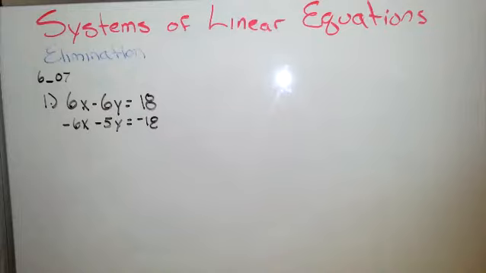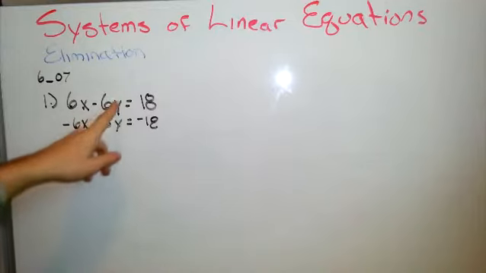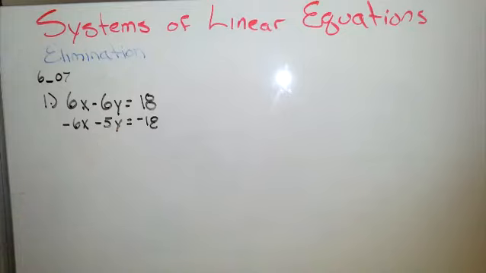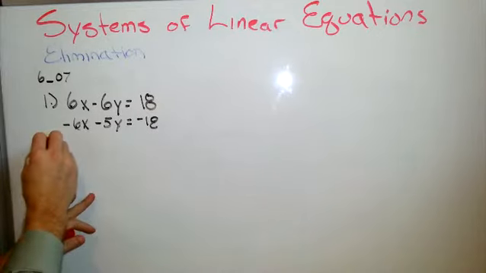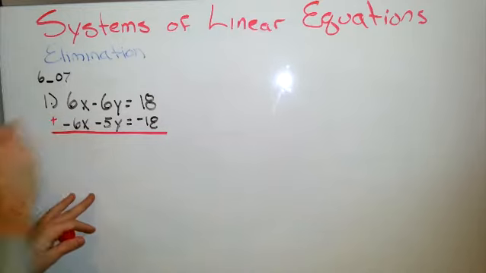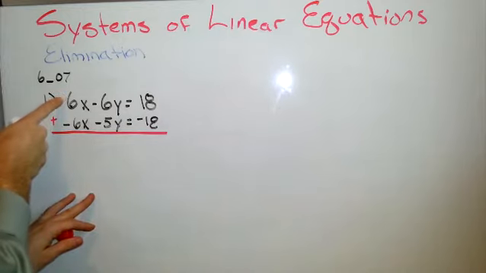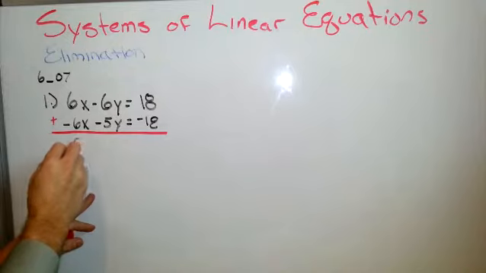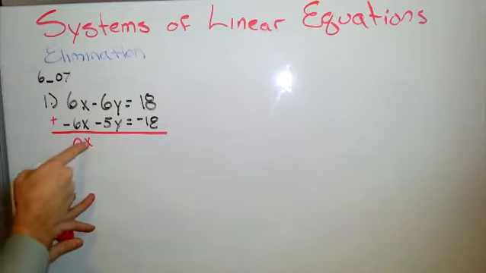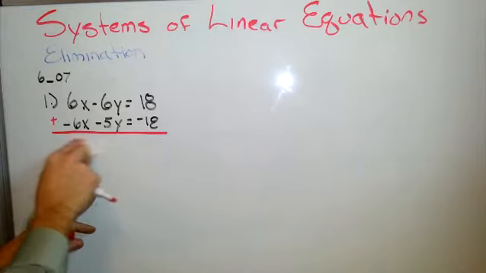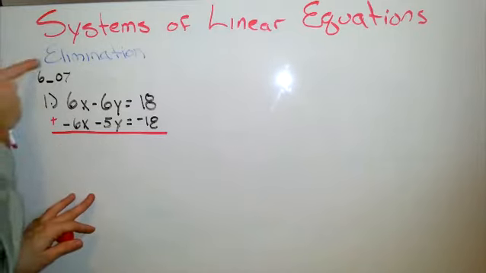Please notice this is perfectly set up for an elimination type problem, being I don't have a single variable by itself, and I do have one variable, x, with opposite coefficients, positive 6 and negative 6. The idea here is I'm going to add my two equations together. I'm just simply going to add them straight down. 6x minus 6x is 0 x's. I've eliminated the x's. There's no more of them. And that's where this method gets its name of elimination.